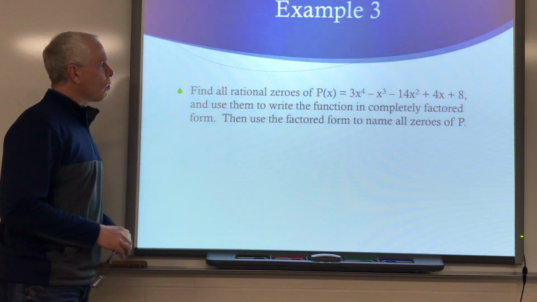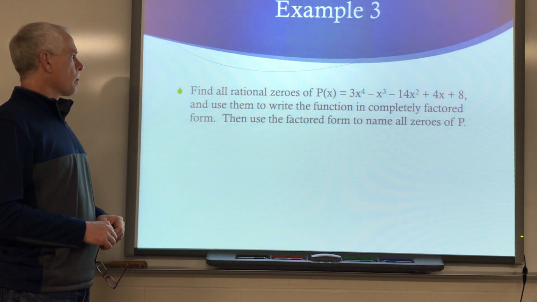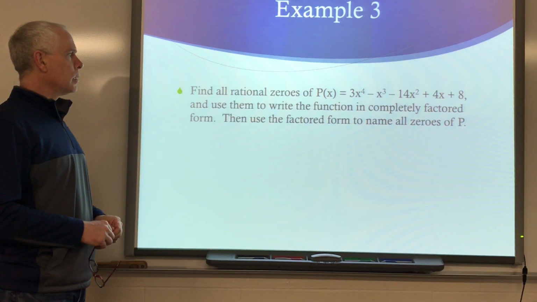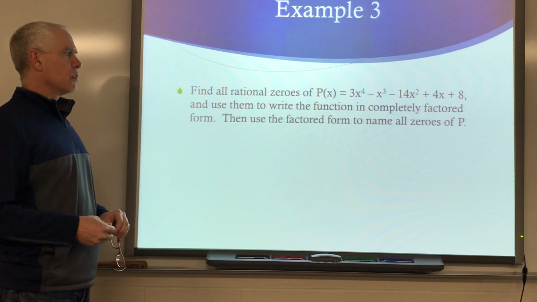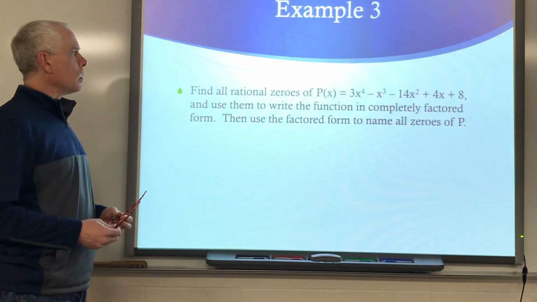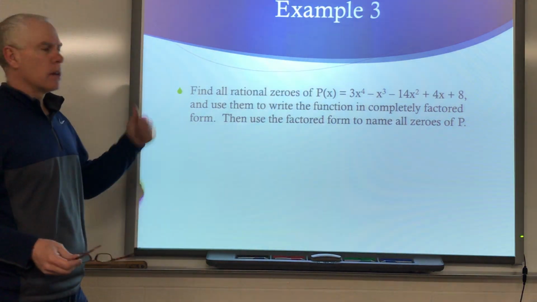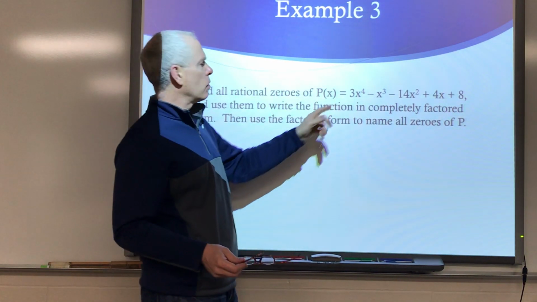So find all rational zeros of that function and use them to write the function in completely factored form. Then use the factored form to name the zeros of p. Okay, so let's use what we learned on the previous slide for a second. Let's add up these coefficients.